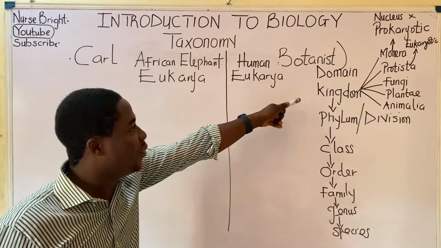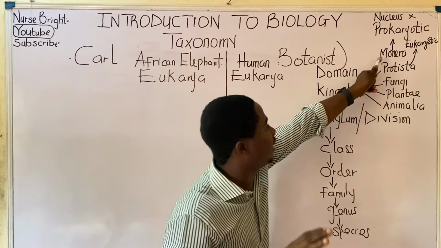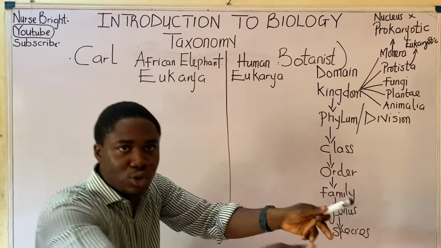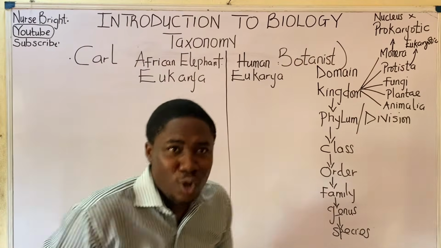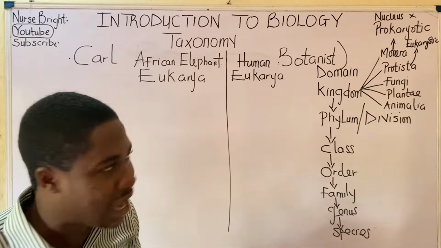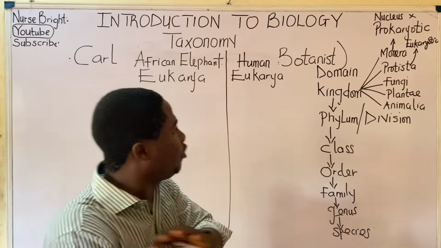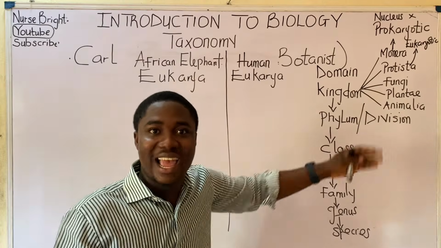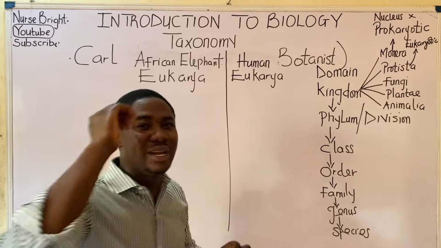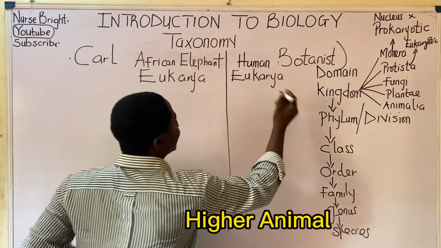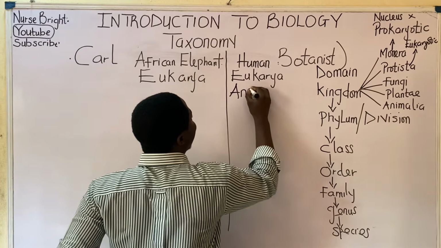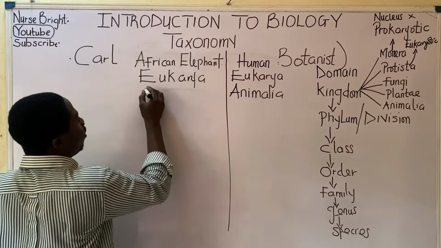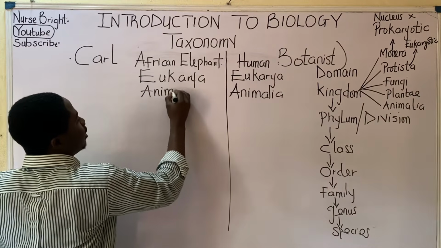Now moving further on the kingdom, remember we have five kingdoms: Monera, Protista, Fungi, Plantae, and Animalia. So where do humans belong? Are we Monerans? No, we are not. We are not Protista. We are not fungi. We are not plants. We are animals, but regarded as higher animals. So on kingdom, I'm going to write Animalia. Are you following me? This is an animal as well. Here will be Animalia.